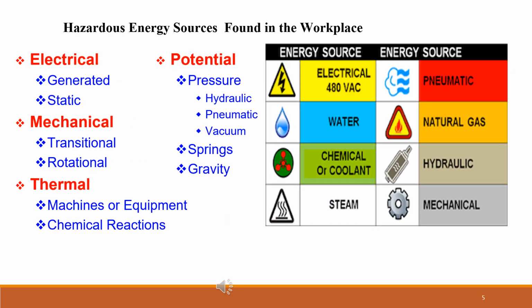In this part we will discuss hazardous energy sources found in the workplace. The sources of electrical hazardous energy are generated and static. The sources of mechanical hazardous energy are translational and rotational. The sources of thermal hazardous energy are machines or equipment and chemical reactions. The sources of potential hazardous energy are hydraulic, pneumatic, vacuum, springs, and gravity. That's the end of this part. See you in the next part.